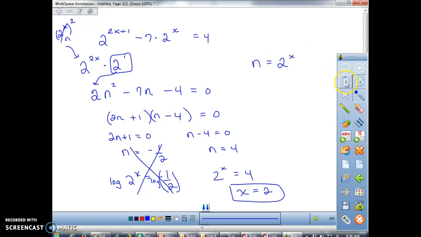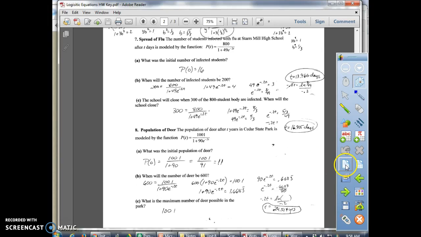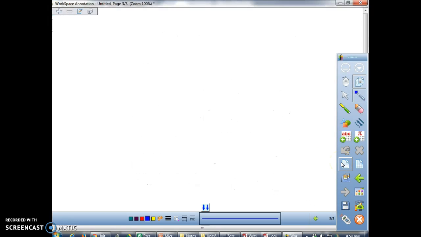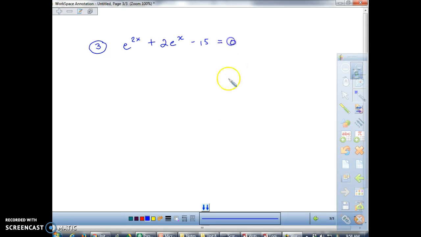All right, let's do another one. This one. Okay, this one I think will be pretty easy for you. This is example 3. So I have e to the 2x plus 2 e to the x minus 15 equals 0. That one you can do on your own. Okay, so take 1 minute, try it on your own.